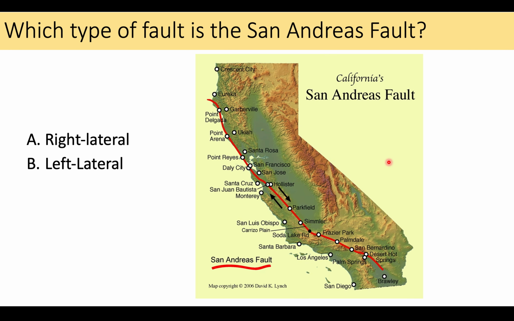So if we look at the San Andreas, which type of fault is the San Andreas? So we know that the San Andreas is only horizontal motion. It is a transform fault, so it's going to be a strike-slip fault.